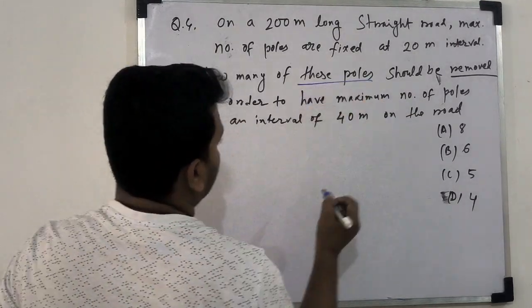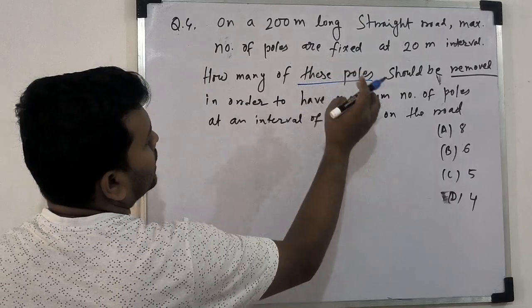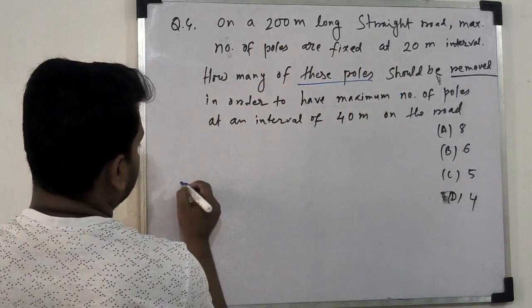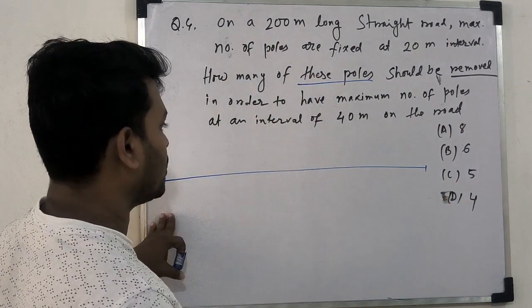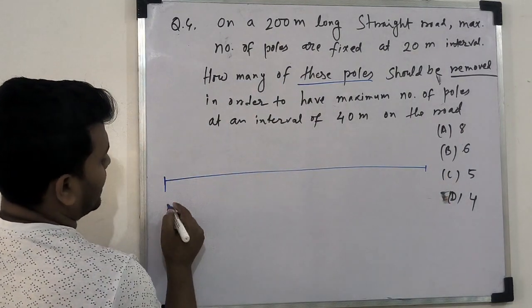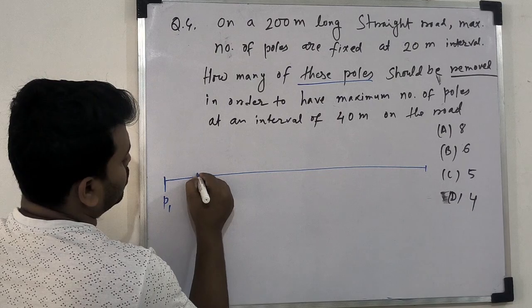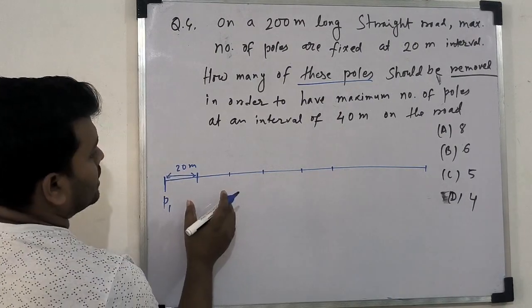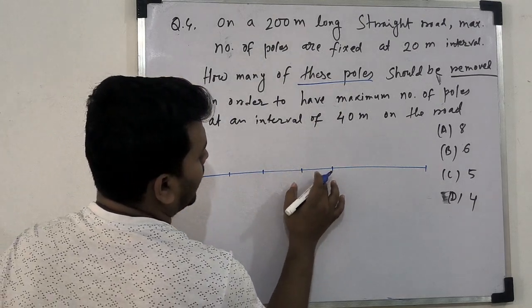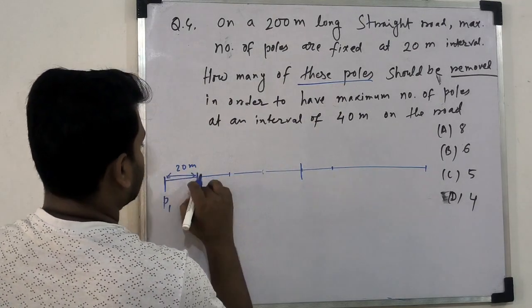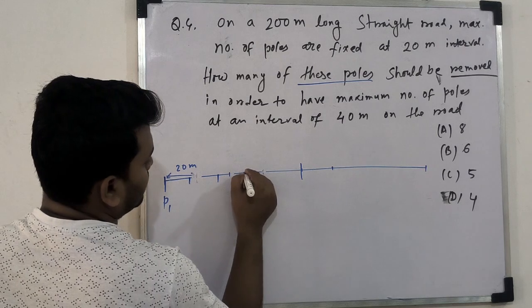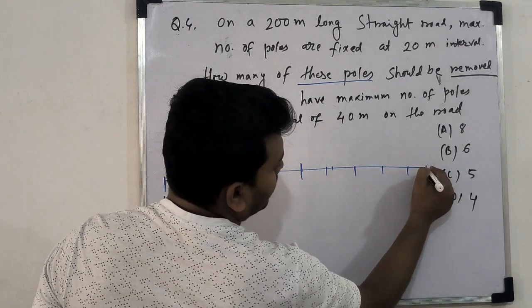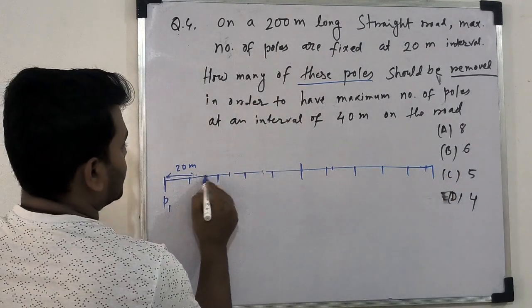First we have to arrange the number of poles so that it will be maximum on the 200 meter road at a 20 meter interval. If this is a 200 meter road and we start from here with pole 1, and between two poles there is a 20 meter gap, then there will be 10 gaps in the 200 meter road. So P1, P2, P3, P4, P5, P6, and counting 1 2 3 4 5 6 7 8 9, this is 10.